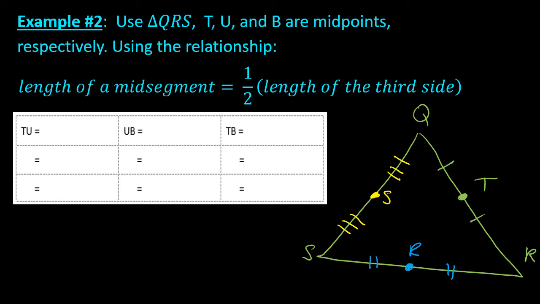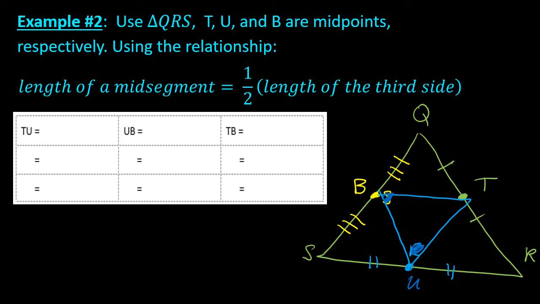So if I go ahead and come in here and connect all of these points, it says TU. I labeled my points wrong, timeout. This point here should be U, and this point here should be B. Apologize for that mislabeling. Okay, so let's tackle the problem again.